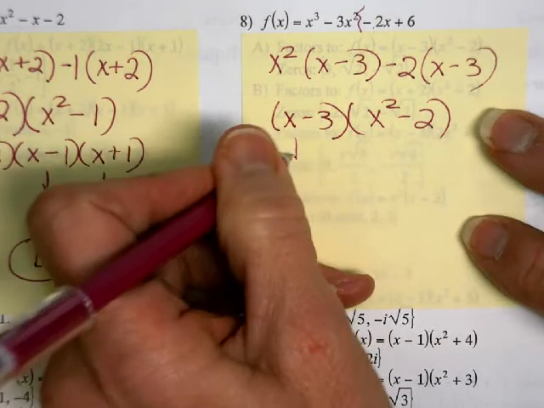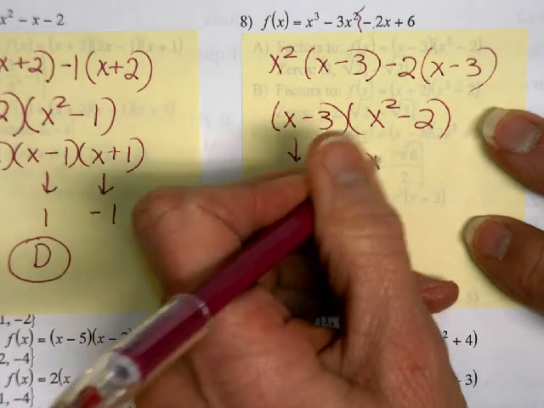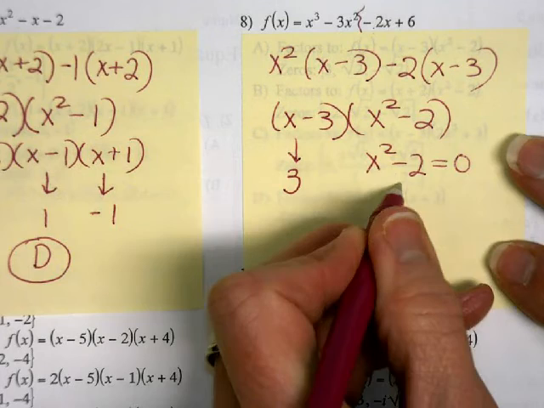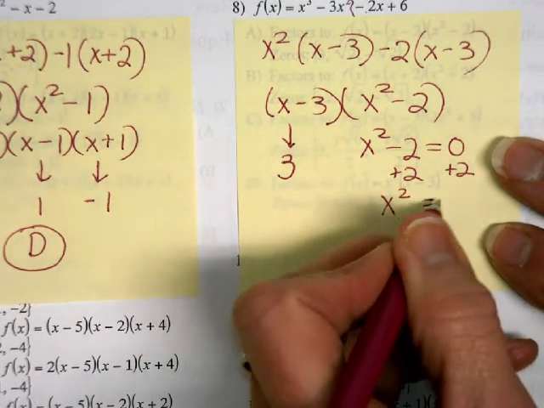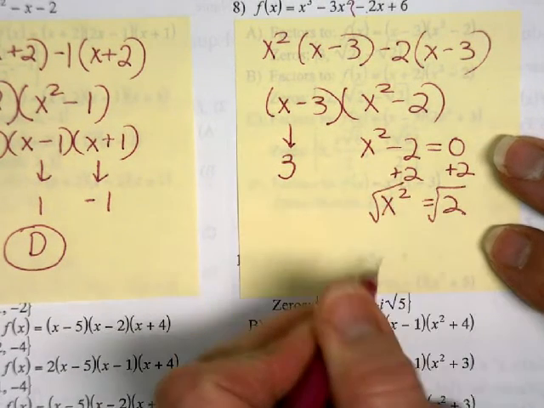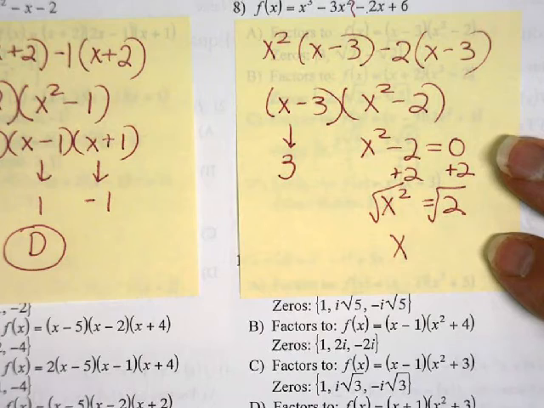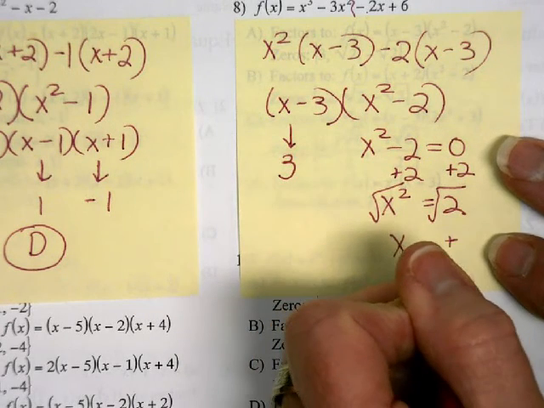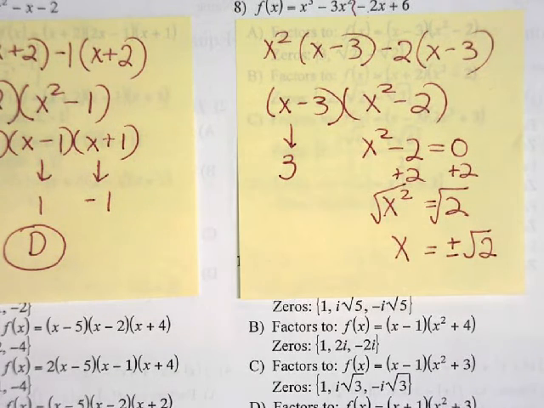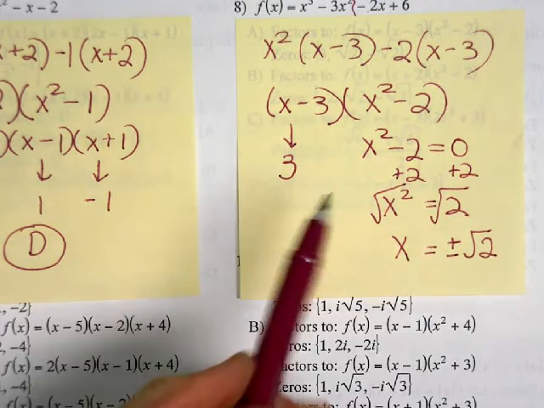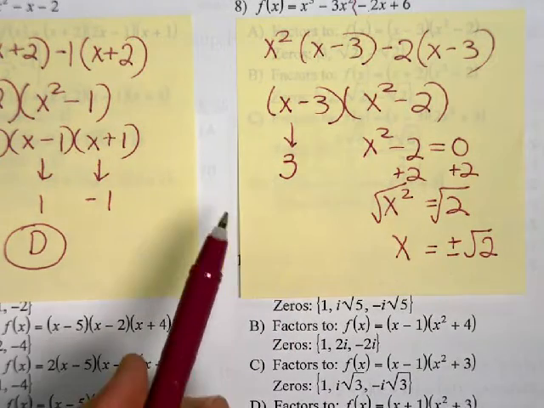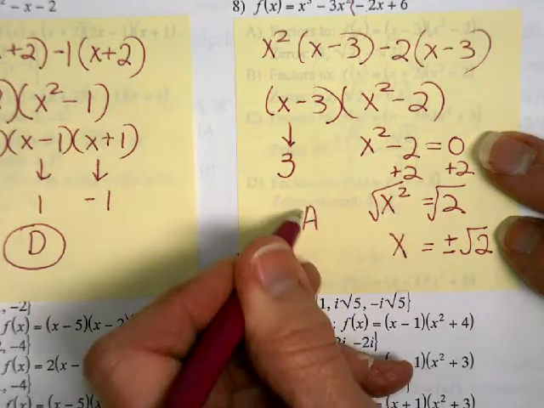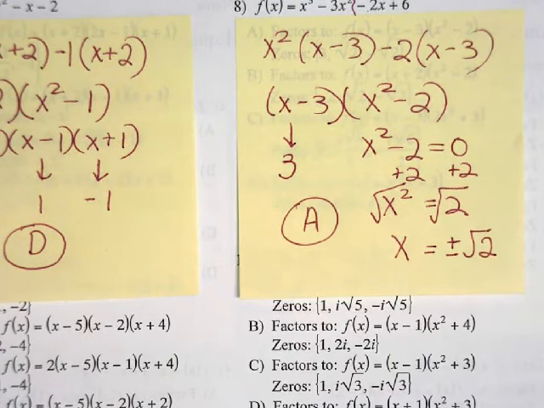That is not a perfect square, so I just have to set it equal to 0. One of my answers is 3. I take x squared minus 2 equal to 0. Add 2. This is a real number because I can take the square root of 2. It's just ugly, right? So x, whenever you take the square root of a number, there's 2 roots, a positive and negative square root of 2. So that is what you're looking for. Nobody got repeated, so there's no multiplicity of anything for number 8. And A has got those 3 answers.